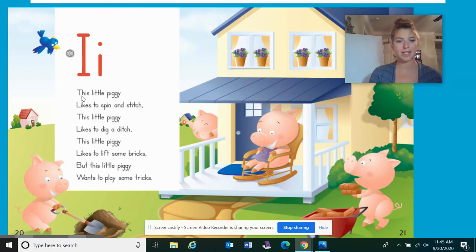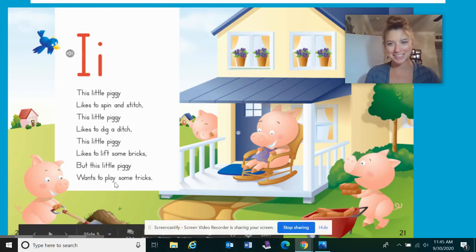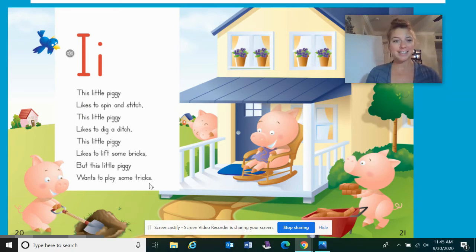Here we go. This little piggy likes to spin and stitch. This little piggy likes to dig a ditch. This little piggy likes to lift some bricks, but this little piggy wants to play some tricks. I have an idea. Let's read this poem again, and let's find which little piggy we are talking about.